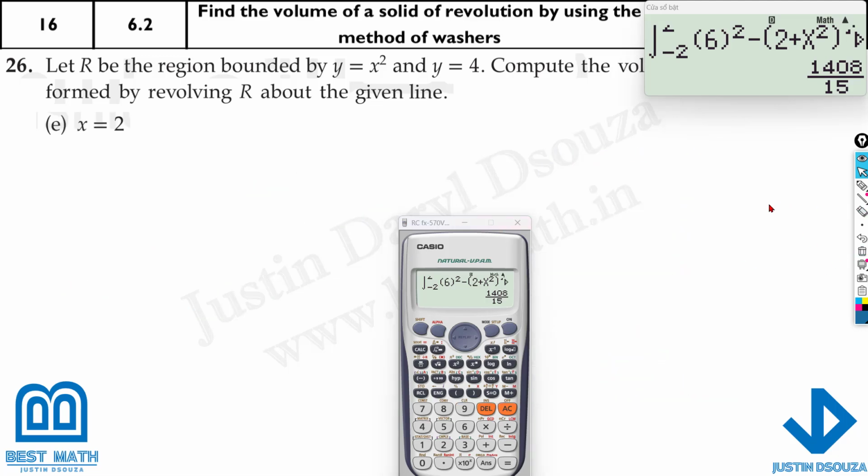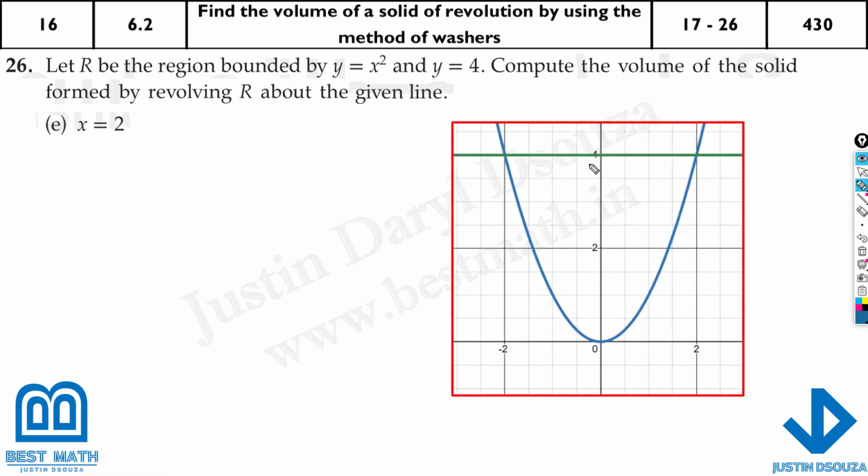What about if it's x is equal to 2? And here we have the line, that's this one. Now from here, what is the limits? It is 0 to 4 because it's along the y. With respect to y, it will be dy. What are the outer radius? From here, see now, look at this. This is a part, it is x is equal to square root y, right?